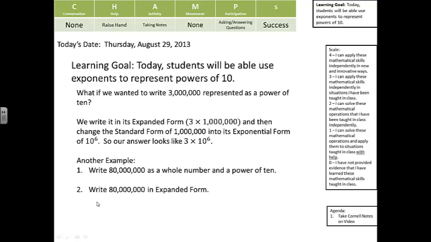Okay, for your second problem that I want you to do, I want you to write 80 million in its expanded form. An example of the expanded form is up here. So how would you write 80 million in this form? Again, pause the video while you write that down.